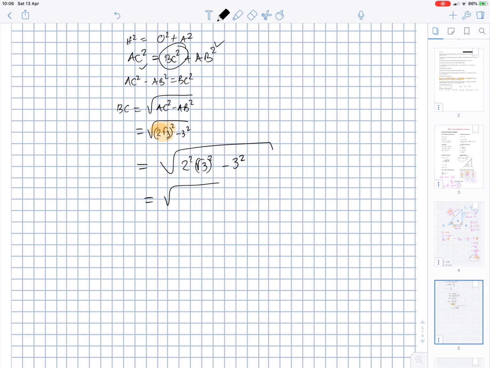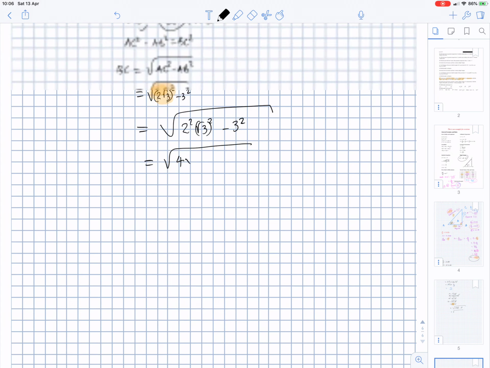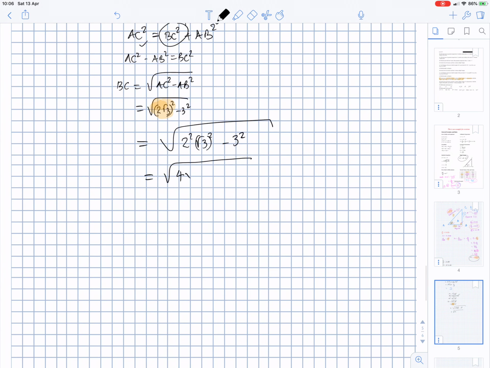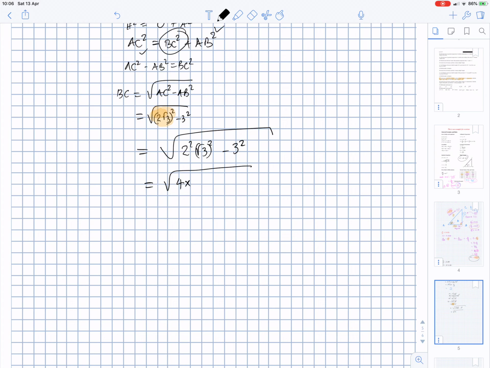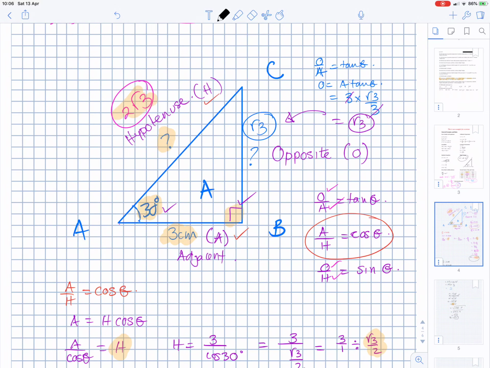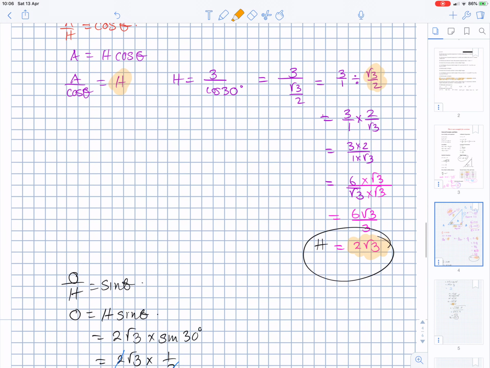So that becomes 4 times 3, because root 3 squared is 3, minus 3 squared, which is 9. So this becomes 12 minus 9, which is 3, and the square root of that is root 3. So BC is root 3, which gives you this amount.